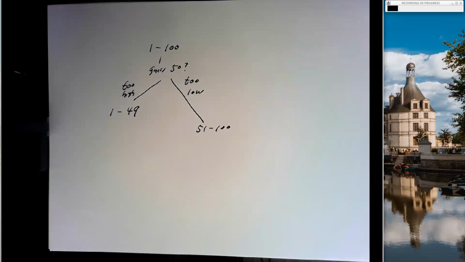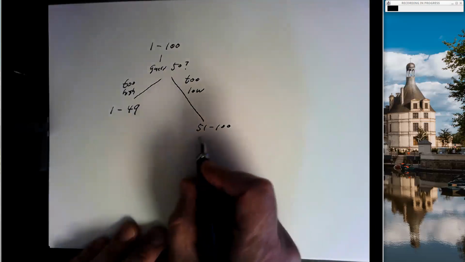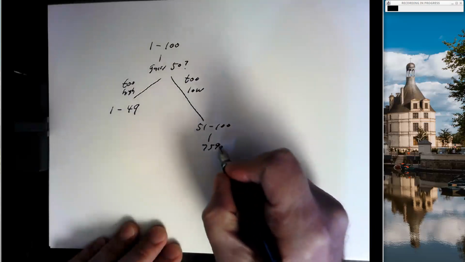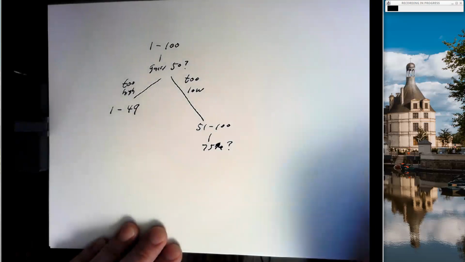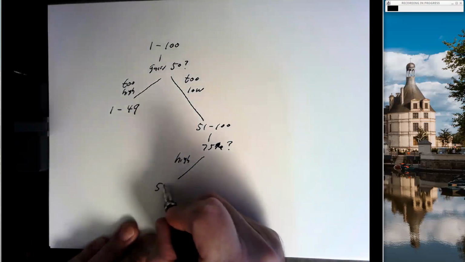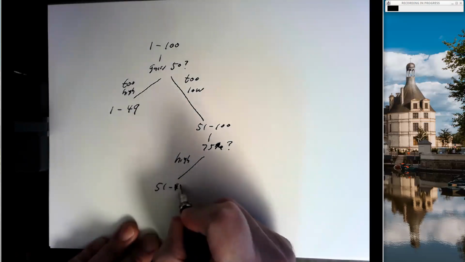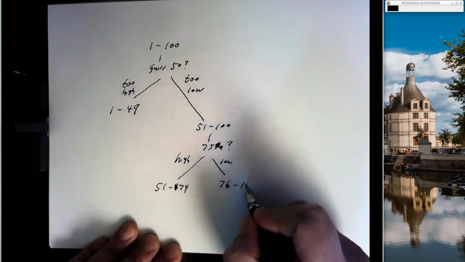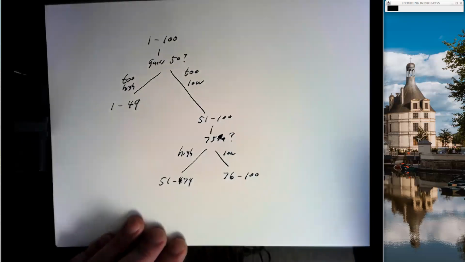So the computer is trying to guess the user's number. The user thinks of a number, and the computer is guessing. So if we know the number is between 51 and 100, we'll pick a number in the middle and say, is the number 75? And if that's too high a guess, then we know the number is somewhere between 51 and 74. And if 75 is low, then we know the number is between 76 and 100.